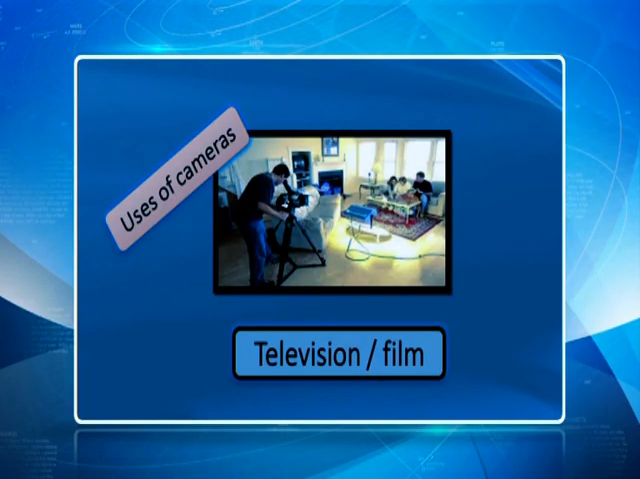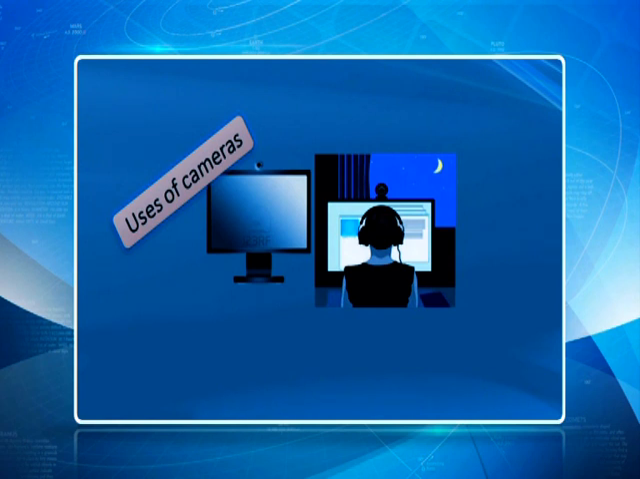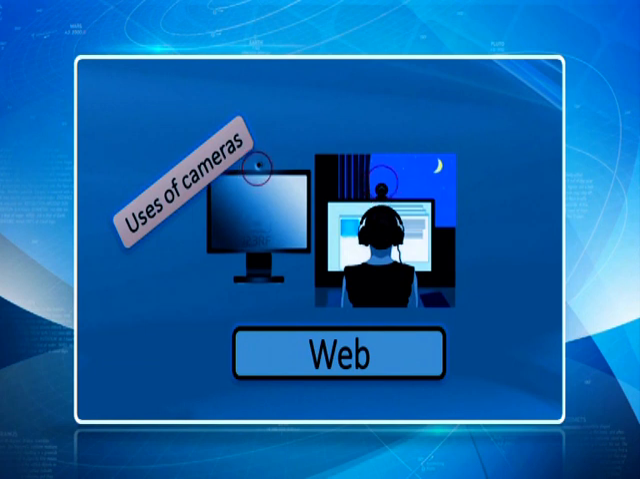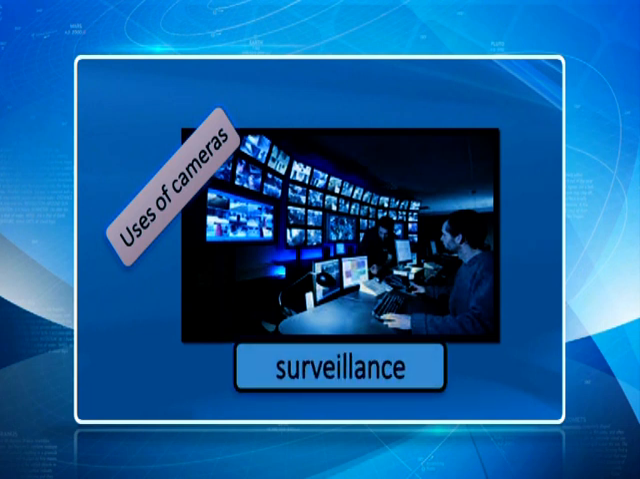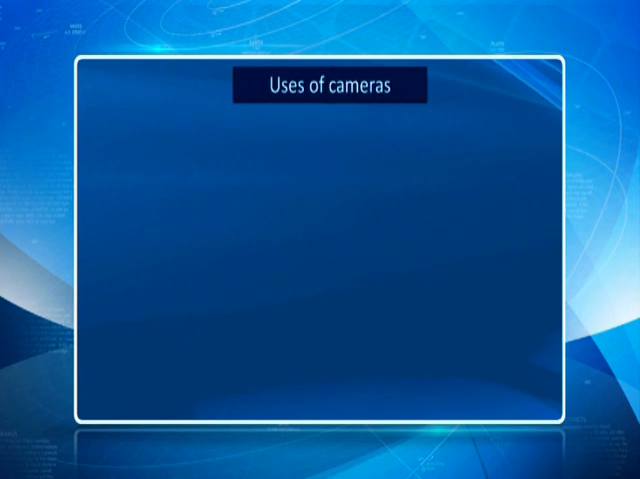The next type of camera is the one we use at home or in studios to record films for television or cinemas. And these are called television or film cameras. Another type of camera is the one that you use on a computer for chatting, for example. And these are called web cameras. Another type, where you see the person here observing different locations. So he is doing what you call surveillance. So this type of camera is called a surveillance camera. Okay. Now we have seen different types of cameras. I want to check whether you followed with me or not.